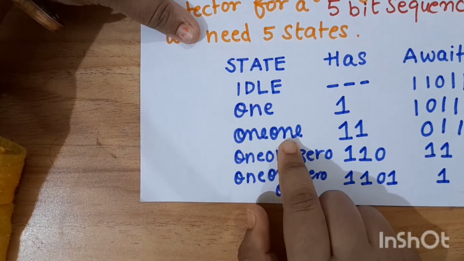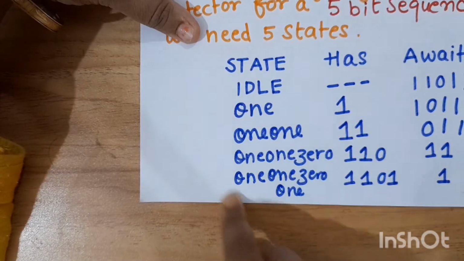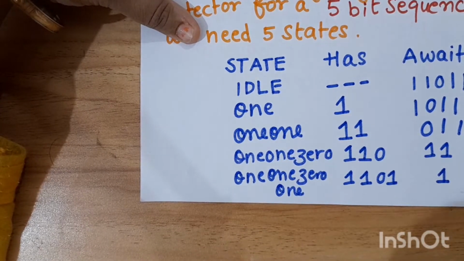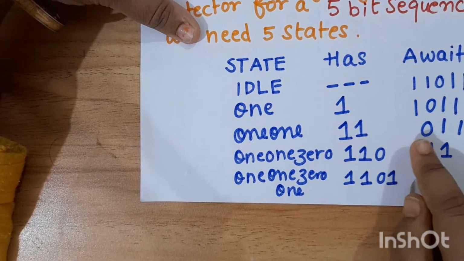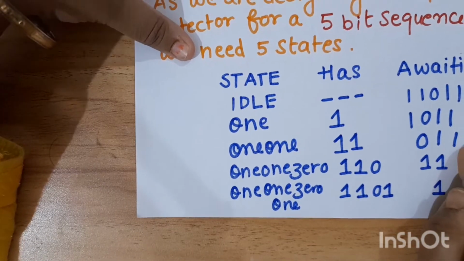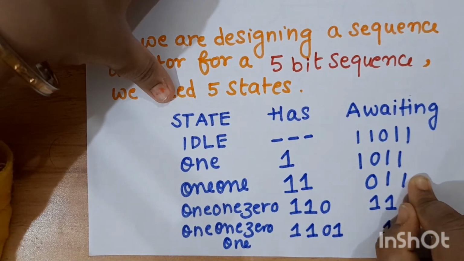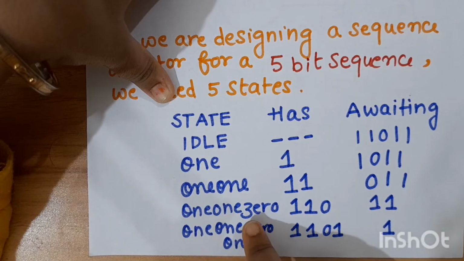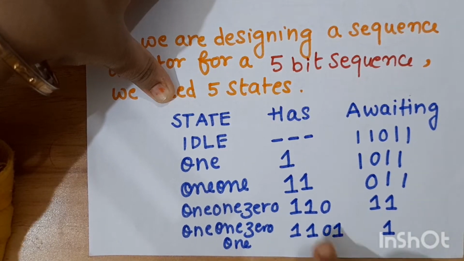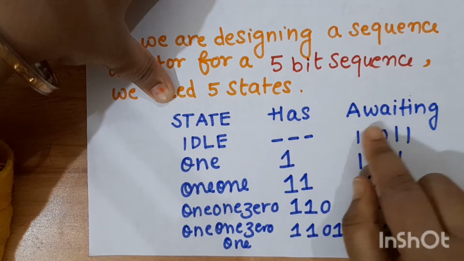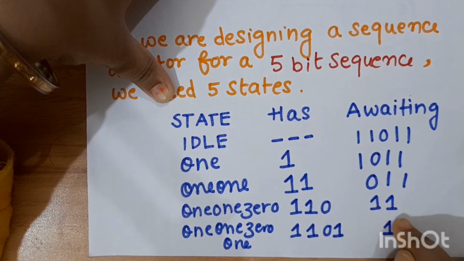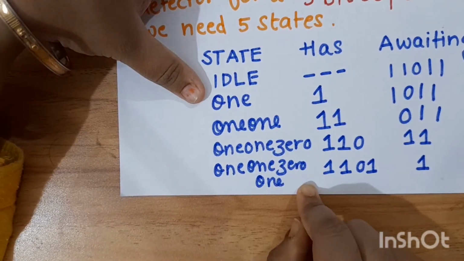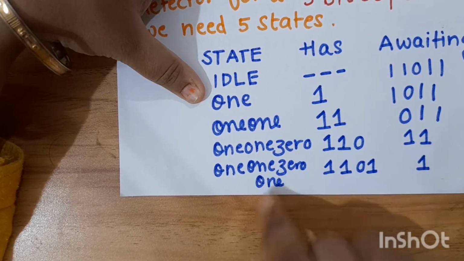Third state is the 1 1 state. These are the names of the various states. So 1 1. Suppose the input stream has got 2 consecutive ones. Now we are waiting for 0 1 1 to come and the pattern to get completed. Here is the fourth state, 1 1 0. Now we have got the 1 1 0. We are awaiting 1 1 in order to complete the sequence. And then the last state is 1 1 0 1.